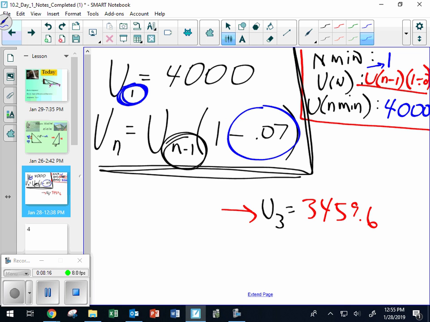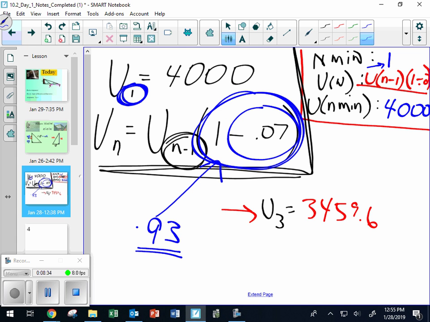Because what is 1 minus 0.07? 0.93. And some of you are like, but didn't you say not to use that? Yeah, on the calculator, type in 1 minus 0.07, but when asked what's the common ratio, what is 1 minus 0.07? It's 0.93. That's the common ratio. This is the CR, common ratio. This is the decay rate.